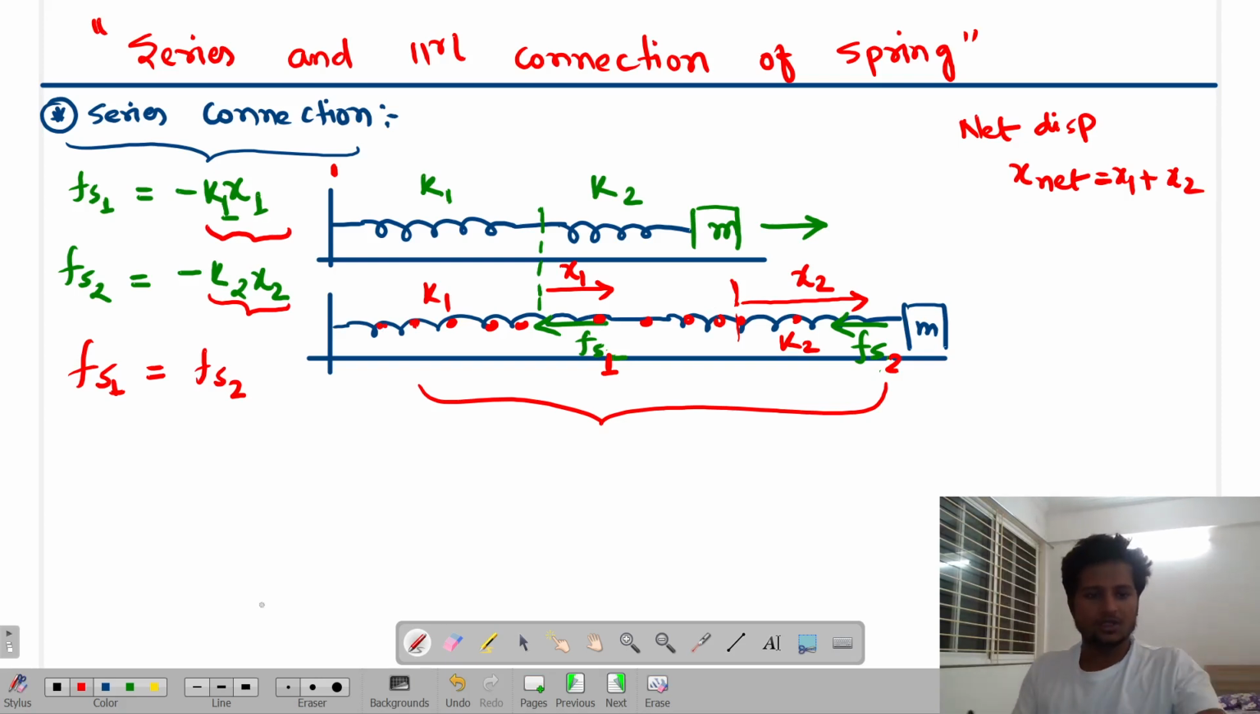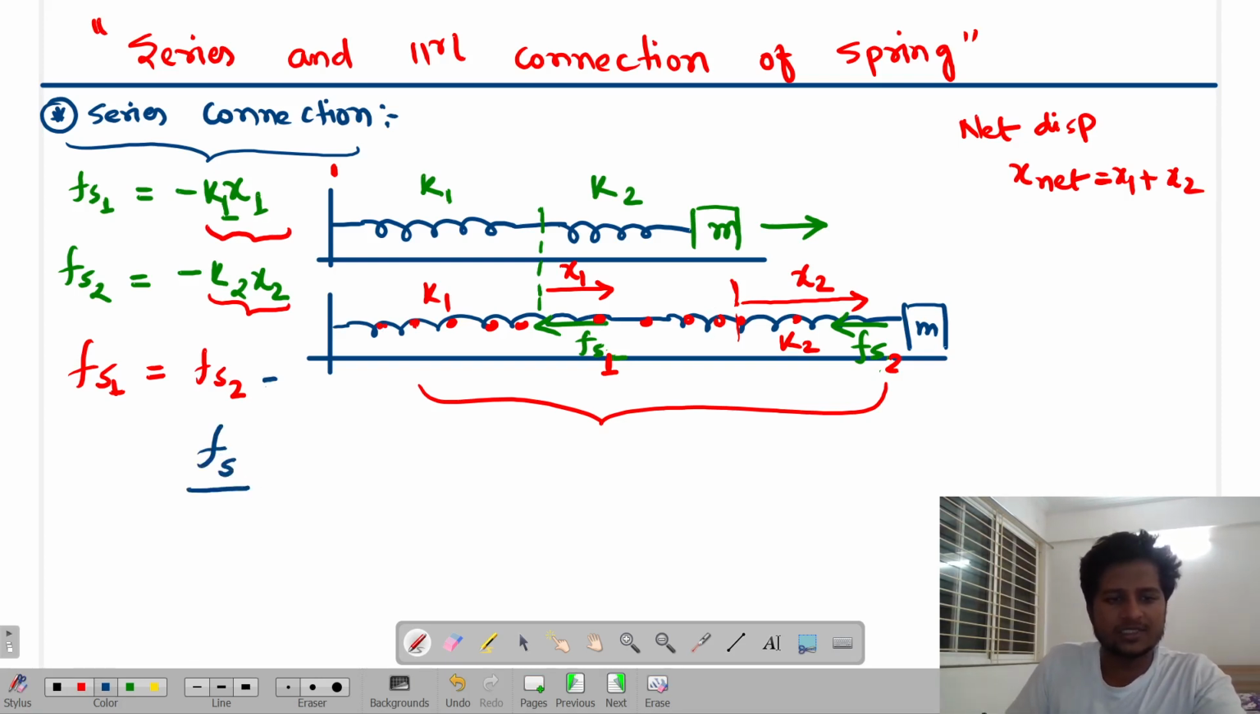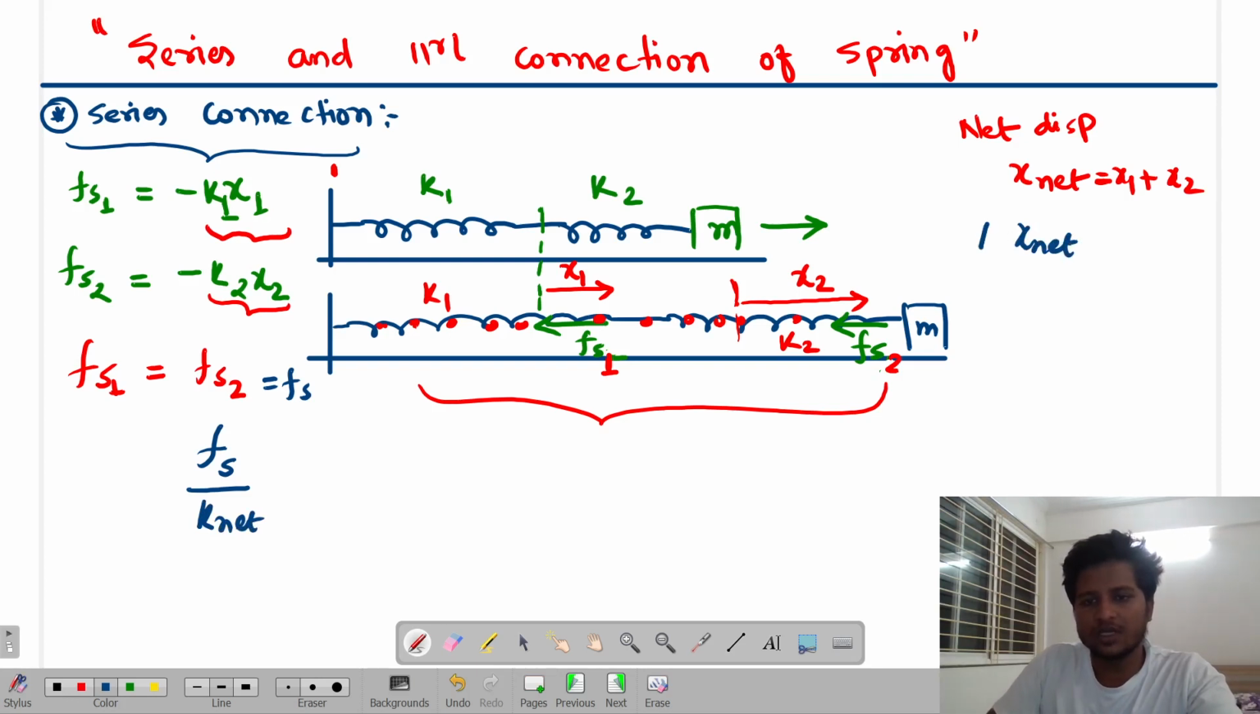Got it? So now, if I write x net, any one of the spring forces I call Fs. So x net will be Fs by k net. If I write the equation, it is simply k net multiplied with x net equal to the spring force. Are you able to get me or not? Minus k net x net actually.